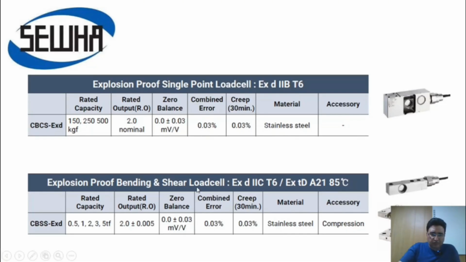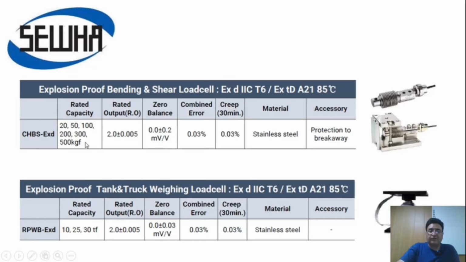Our next explosion-proof load cell is one of the shear beam load cells, or what are also called bending load cells, with the code CBSS. It has a capacity ranging from 500 kilograms up to 5 tons. Its combined error is 0.03%, and its body is made of stainless steel. The next load cell is a bending beam load cell, which is explosion-proof. Its code is CHBS, and it has a capacity from 20 kilograms up to 500 kilograms. Its combined error is 0.03%. Its body is made of stainless steel.